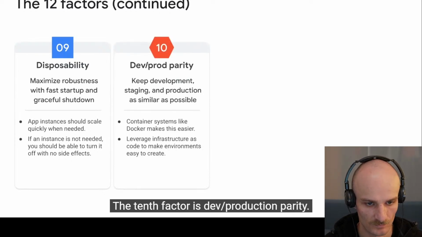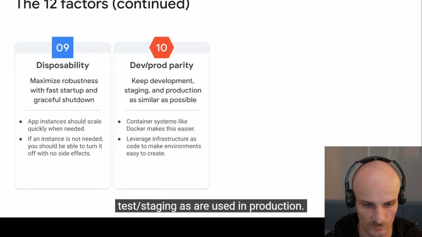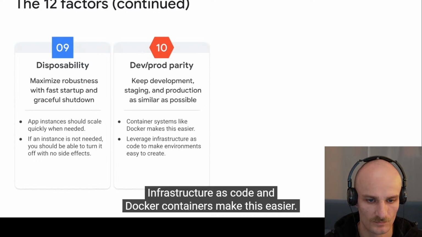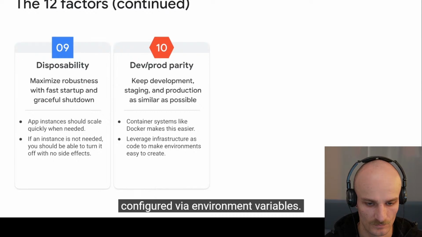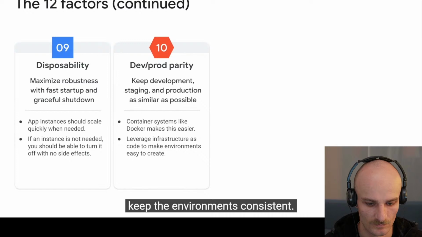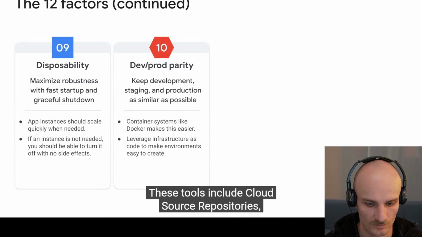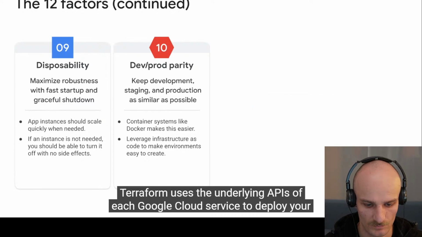The 10th factor is dev production parity. The aim should be to have the same environments used in development and test staging as are used in production. Infrastructure as code and Docker containers make this easier. Environments can be rapidly and consistently provisioned and configured via environment variables. Google Cloud provides several tools that can be used to build workflows and keep the environments consistent. These tools include Cloud Source Repositories, Cloud Storage, Container Registry, and Terraform. Terraform uses the underlying APIs of each Google Cloud service to deploy your resources.